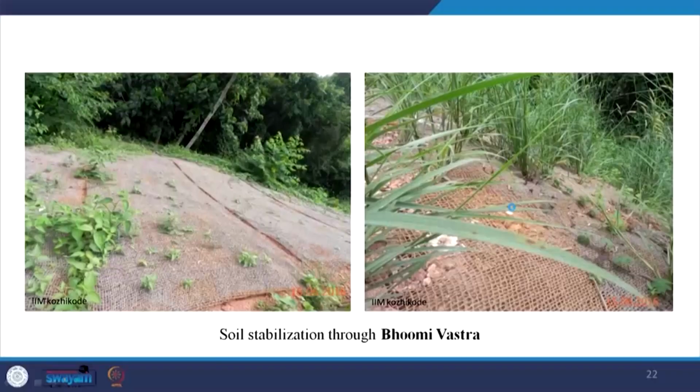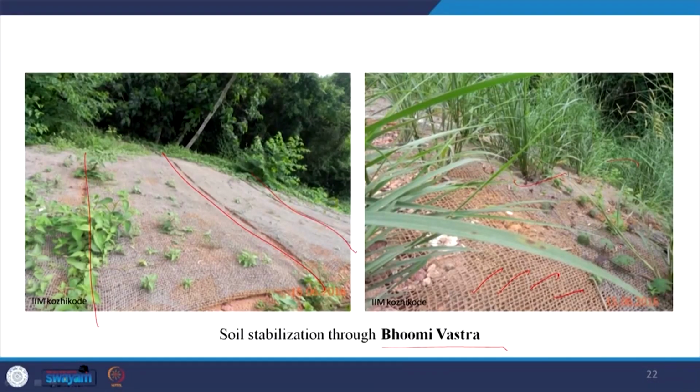There are strategies where the entire patch of the slope has been covered with geomembrane or other kind of fabrics. This one is a particular strategy and a product which is called Bhumi Vastra. Now here the entire soil is covered with that, it is biodegradable, it is organic, but by the time the slope stabilizes, this material decomposes itself, the slope has stabilized because the vegetation has grown, so there are roots, and this will eventually degrade because it is organic. So this is again another strategy of soil stabilization.